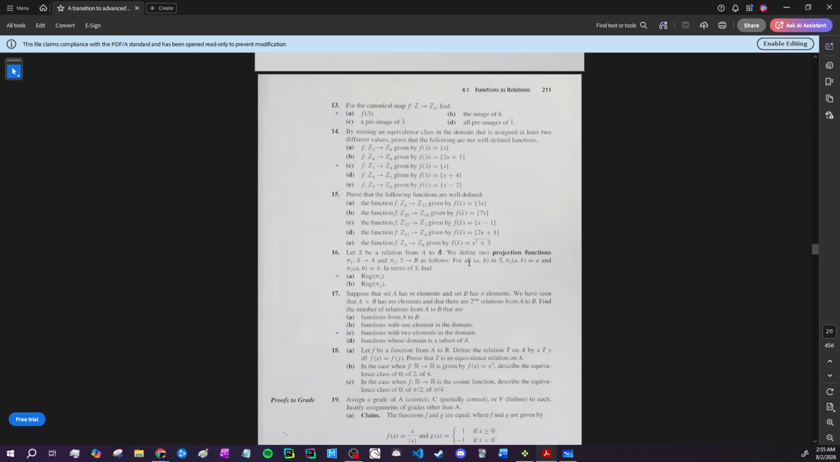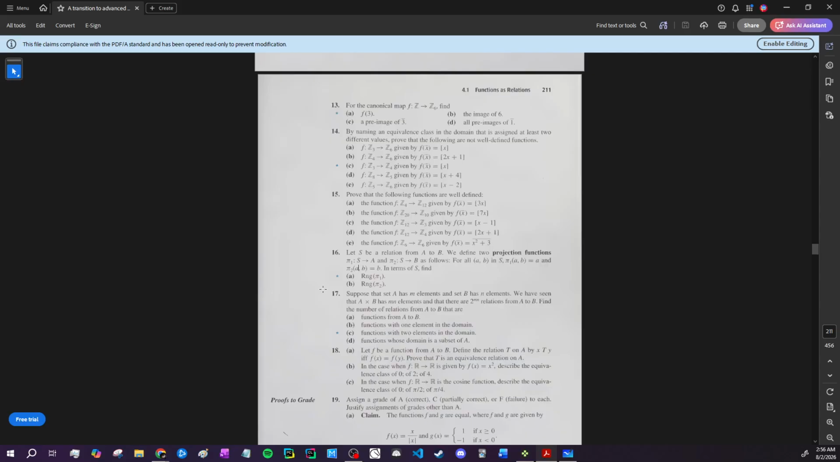So we define two projection functions. Pi 1 is a function where every element, at the very least, right? No, I don't think it has to be every element, correct? And basically an element of S is mapped to an element of B.